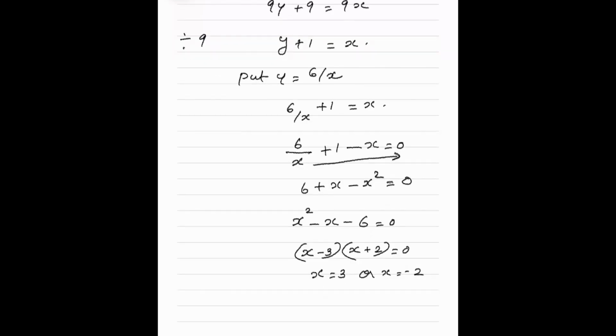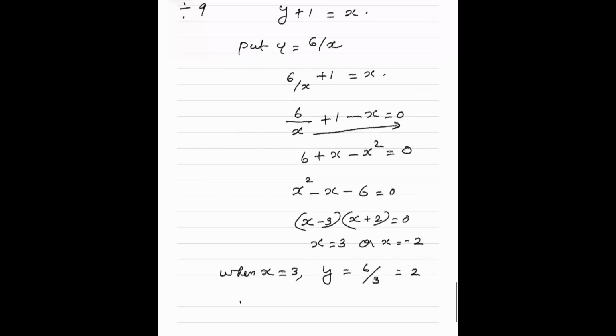So we don't consider negative numbers. So I'll take only x is equal to 3. When x is equal to 3, y would be 6 by 3, which is 2. Therefore, the required number is: x comes in the units place, y comes in the tens place. So 23 is the required number.